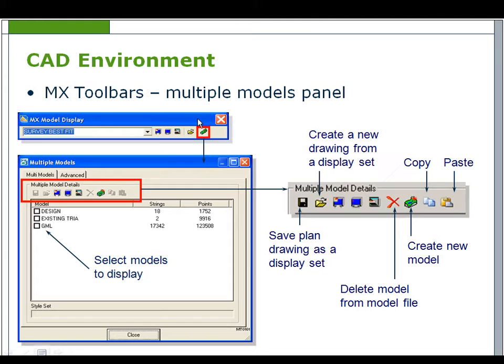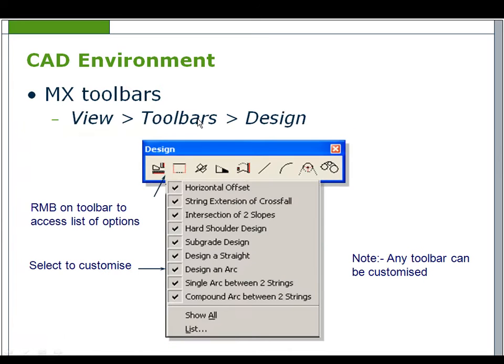Create a new plan drawing from a saved display set. Just select a saved display set to create a new plan drawing. Copy and paste selected models. Highlight models to copy. The right hand mouse button selection can be used to create a new model, delete model, copy model, paste model and edit model defaults. You can also rename a model by highlighting it and re-clicking.